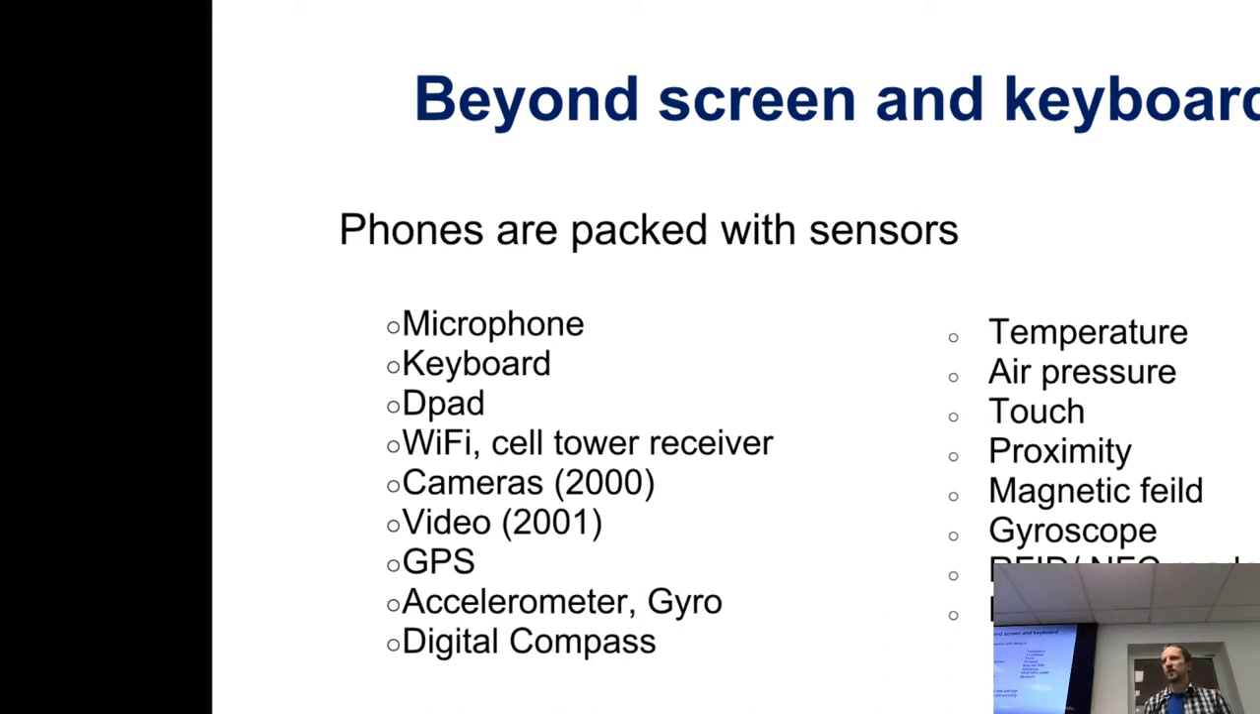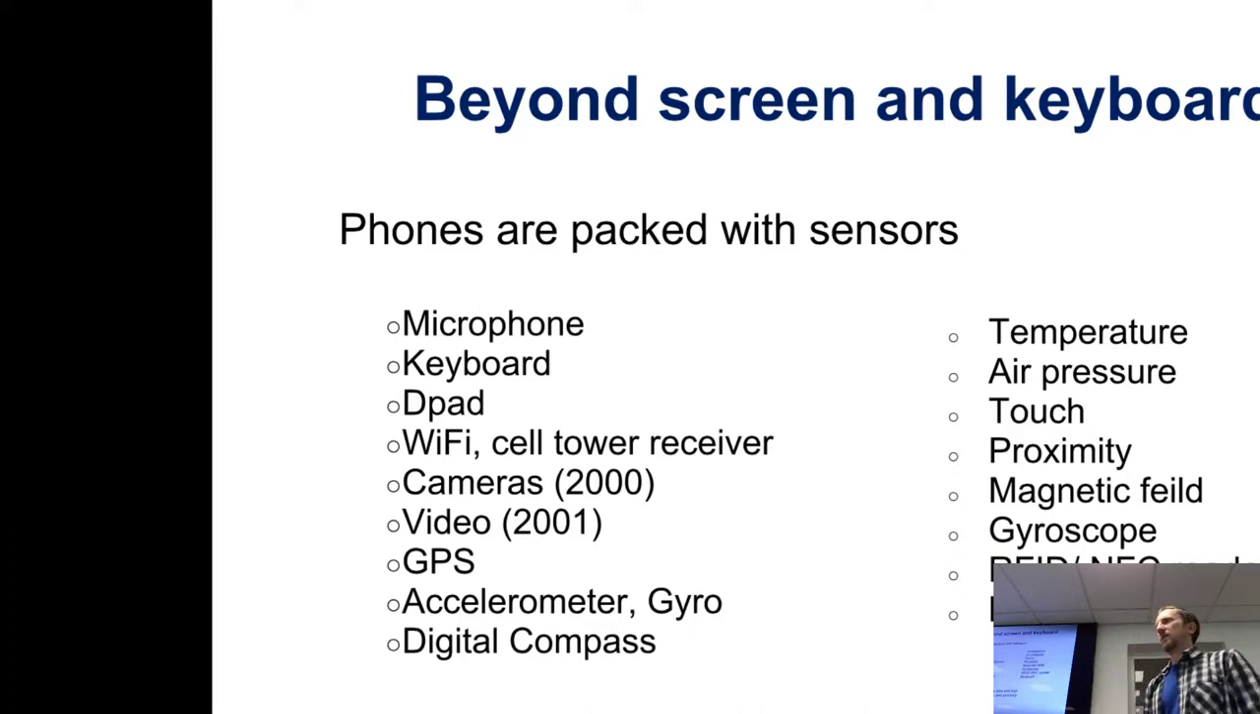So here is a list of typical sensors that most phones have. Microphone, keyboard, some sort of digital pad or touch screen, Wi-Fi, it's a sensor, camera, video camera, GPS, accelerometer or gyroscope, digital compass. What's the difference between the gyroscope and accelerometer? Yeah, rotation, that's right. So one detects rotation and the other one detects the change of acceleration, right?